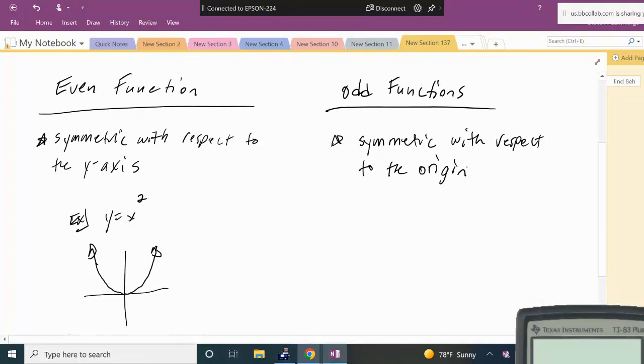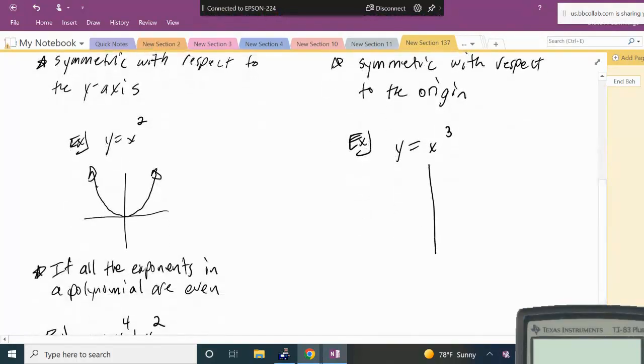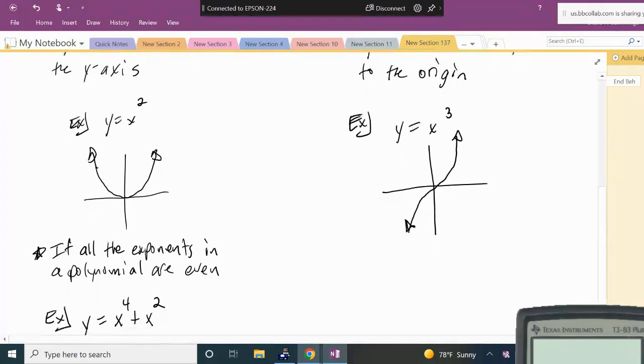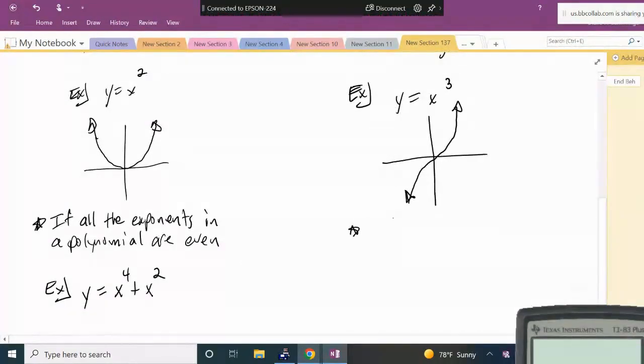So an example of an odd function is y is equal to x cubed. Right, if you were to graph y is equal to x cubed, the graph will look as such. Right, so y equals x cubed is symmetric with respect to the origin. All right, so that's if we're looking at a graph.